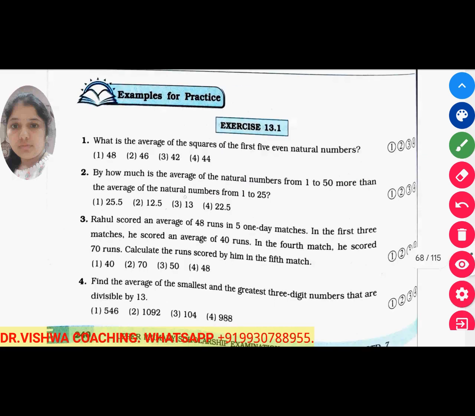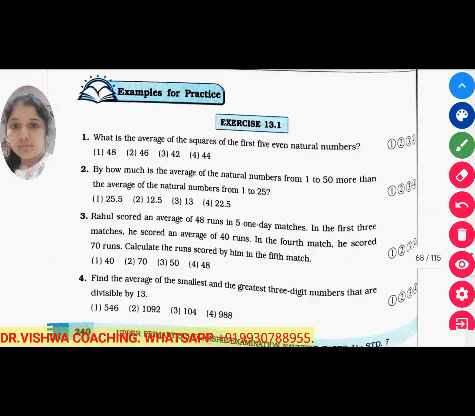Next: by how much is the average of natural numbers from 1 to 50 more than the average of natural numbers from 1 to 25? Now we know if the numbers are consecutive, then we just take the first and last. So 1 plus 50 upon 2 means 51 upon 2, which is 25.5. And 1 plus 25 is equal to 26 upon 2, which is 13. So you have to find the difference between 25.5 and 13, which is 12.5.